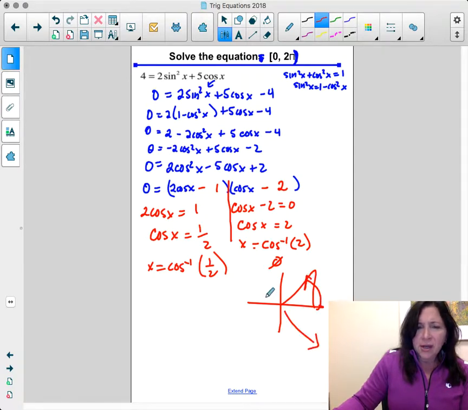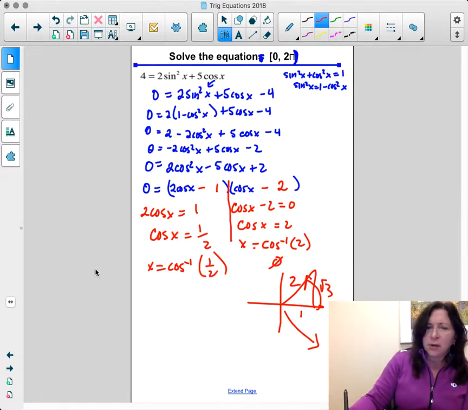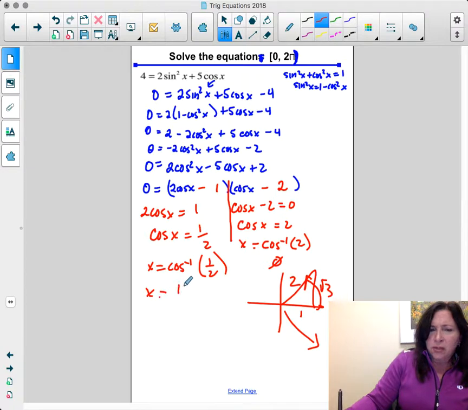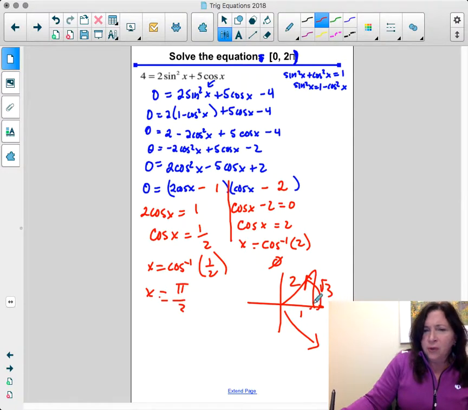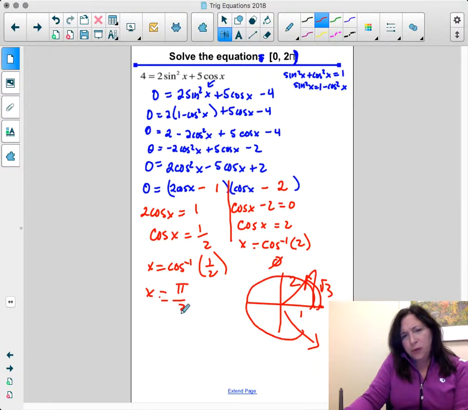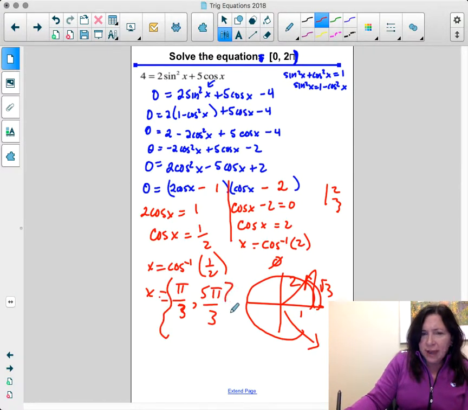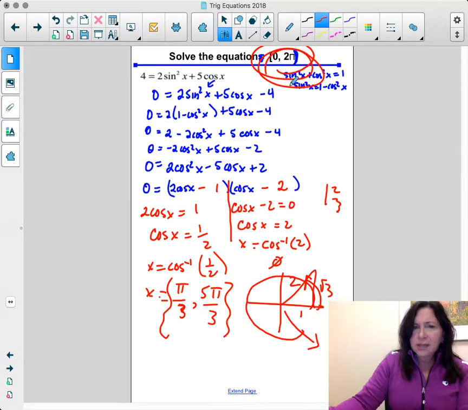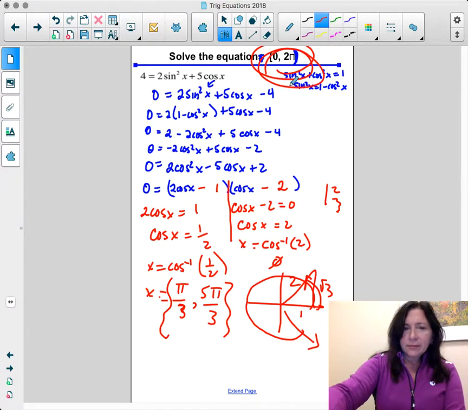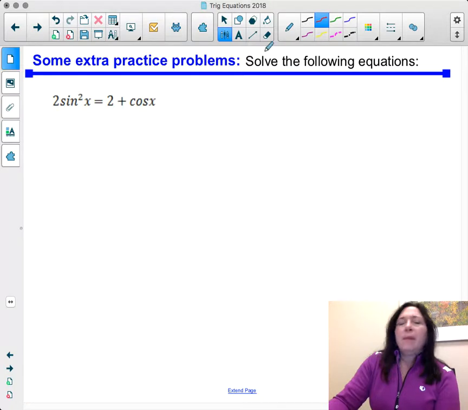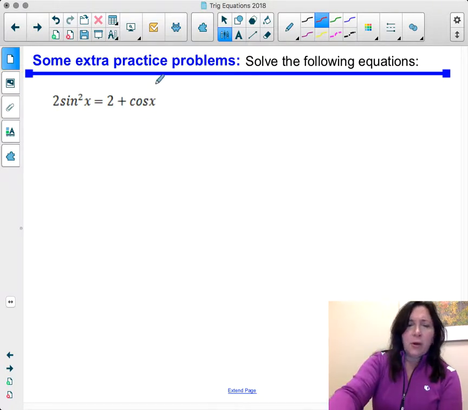So from here to here, adjacent over hypotenuse, this is root 3. This is a 60-degree reference. So x is equal to pi over 3 and also 1 and 2/3. So 1 and 2/3 is 5 pi over 3. And actually, those are the only answers I have that are in between 0 and 2 pi. So this problem, this is the same problem.